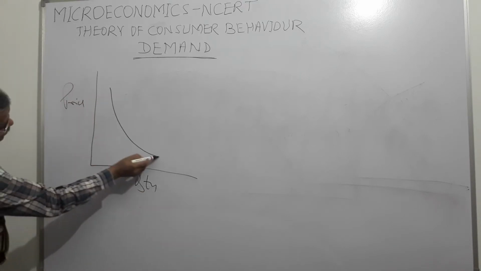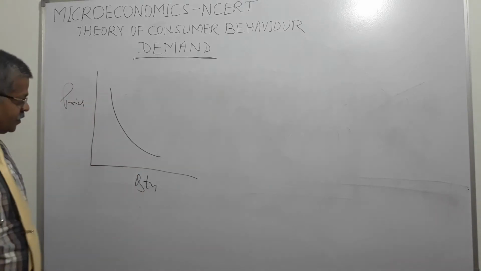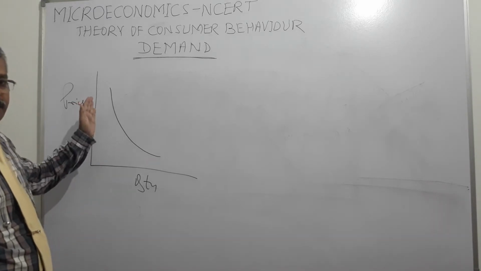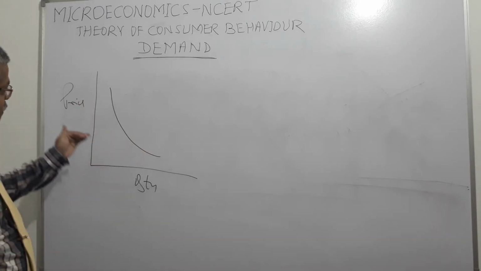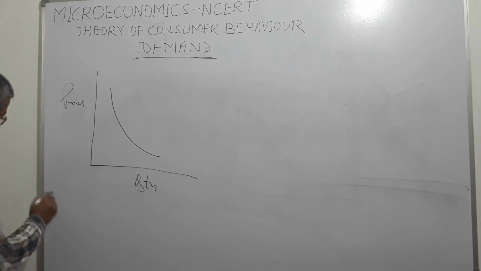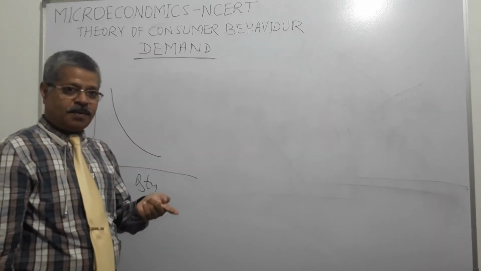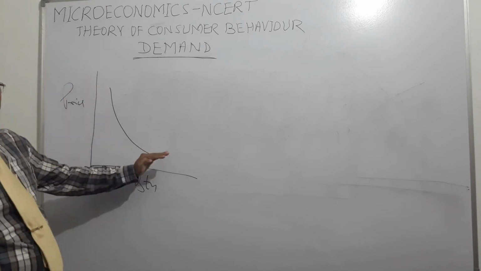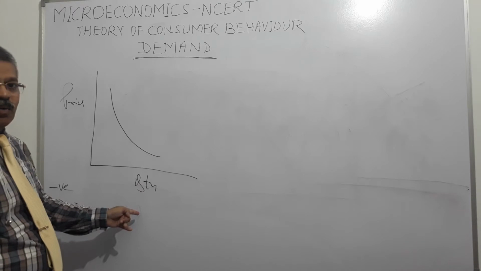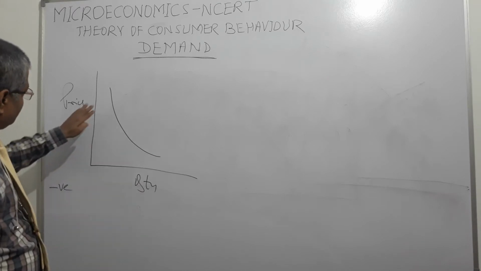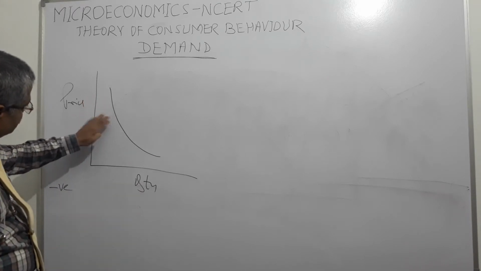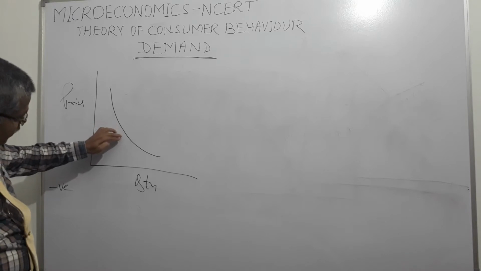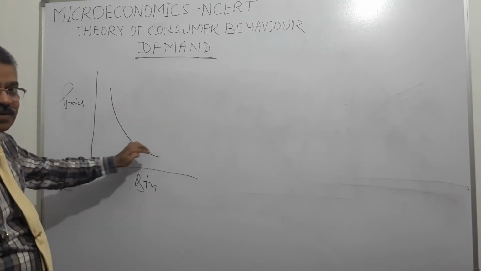So there is a correlation like this, and the slope is negative. The relationship is negative. Why is it negative? When the price goes up, demand goes down, quantity demanded goes down. When the price is lower, quantity demanded increases, right?